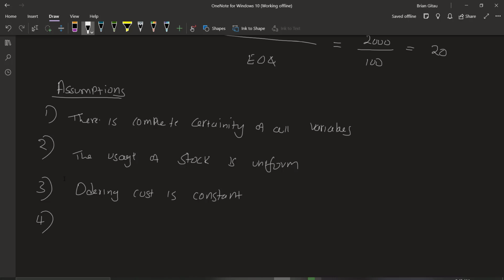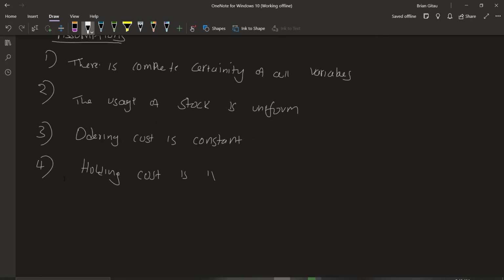Number 4, the holding cost per annum is constant regardless of how many units have been ordered or have been held. And lastly, number 5, the purchase price is constant regardless of the number of units purchased. And again, this might not always be the case.